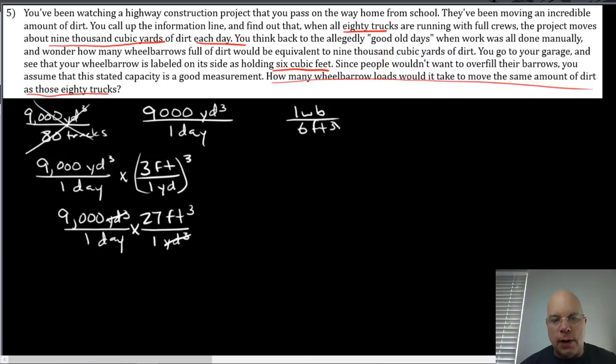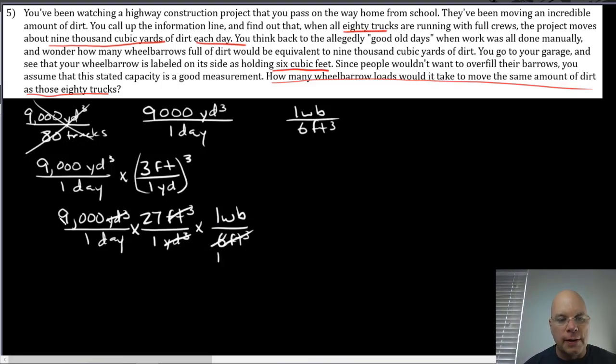The cubic feet is where I want it. It's in the denominator because I want to cancel out this cubic feet in the numerator. So I'm just going to multiply by 1 wheelbarrow per 6 cubic feet. The cubic feet cancel, and I'll end up with wheelbarrows per day, which is the units I ultimately want. I believe I told you could use a calculator on this, but it's not really needed if you just cancel out some common factors like 6.